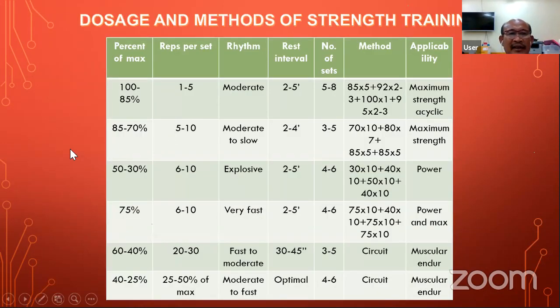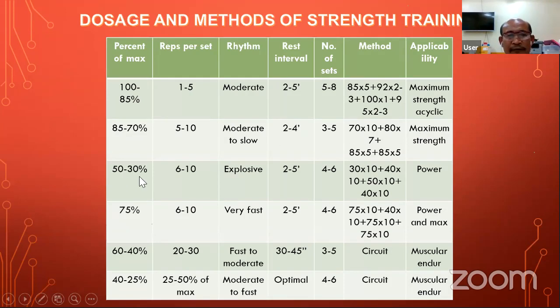Now we come to the doses of the strength training exercise. If the high dose, low rep, moderate, you get the maximum strength. 75% to 85% of 1 RM, 5 to 10 repetitions, moderate to slow. You gain maximum strength and hypertrophy.